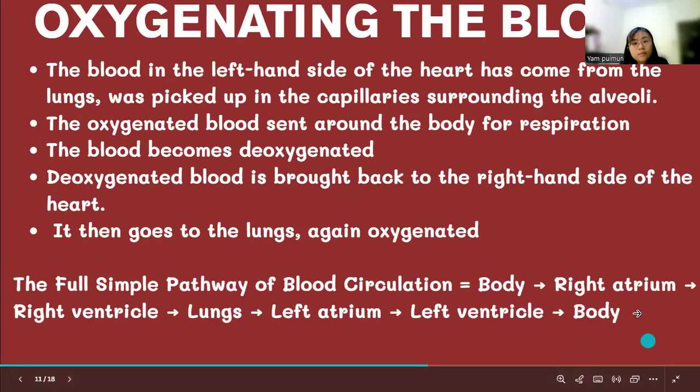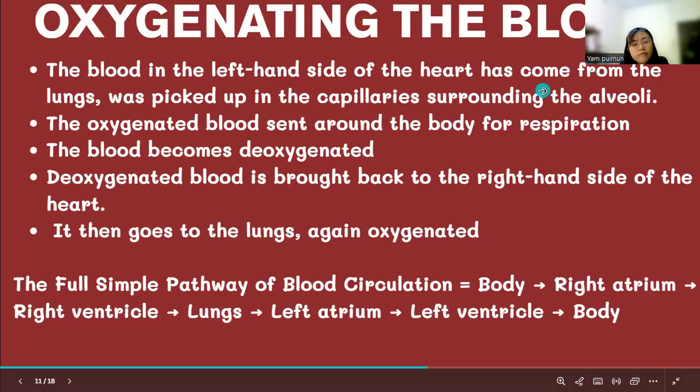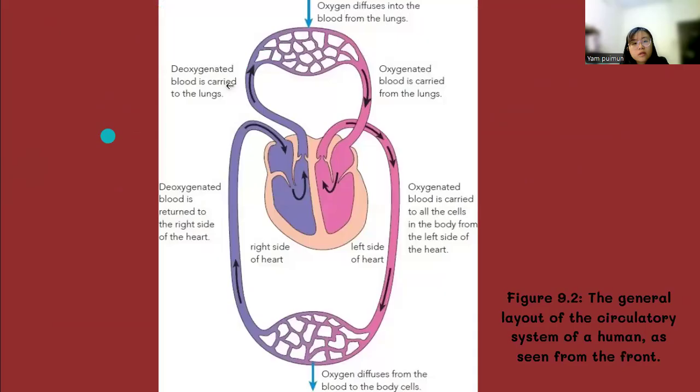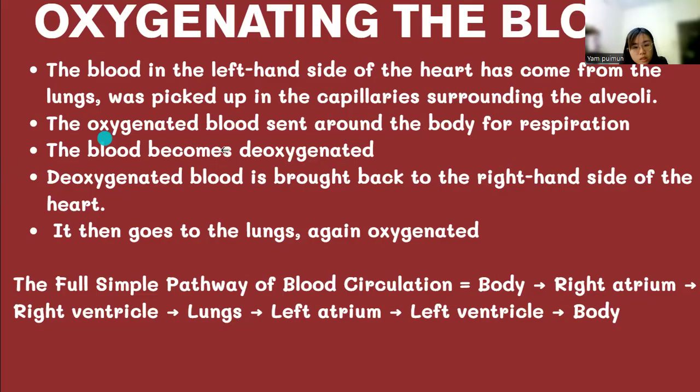So oxygenating the blood. The blood in the left-hand side of the heart has come from the lung, and thus was picked up in the capillaries surrounding the alveoli. The capillaries surrounding the alveoli are shown here. Because oxygen has diffused from the lung to the blood capillaries, it becomes oxygenated. So the oxygenated blood is sent around the body for respiration.